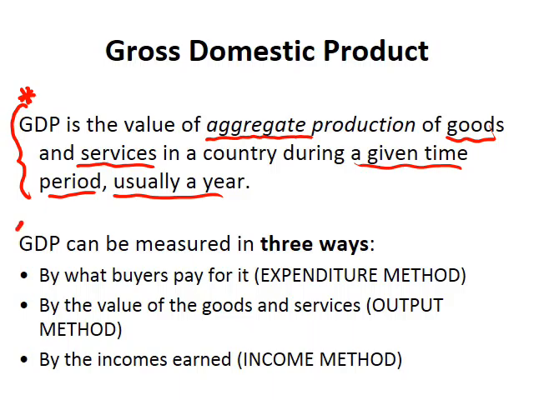This is also very important, that GDP can be measured in 3 ways, and we're going to look at those. For what buyers pay for it, so it's known as the expenditure method; by the value of the goods and services produced, so that's the output method; and by the incomes earned, which is known as the income method. All 3 of these will equal each other.